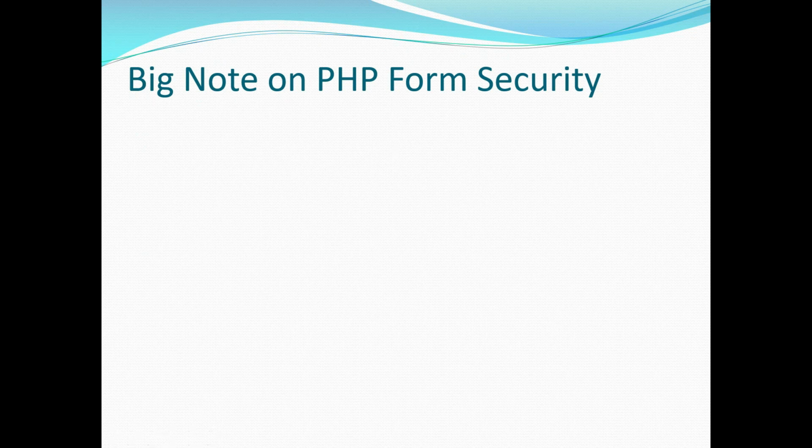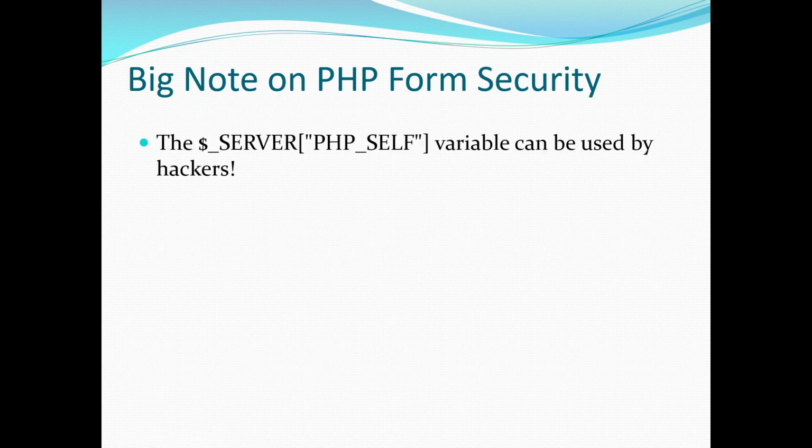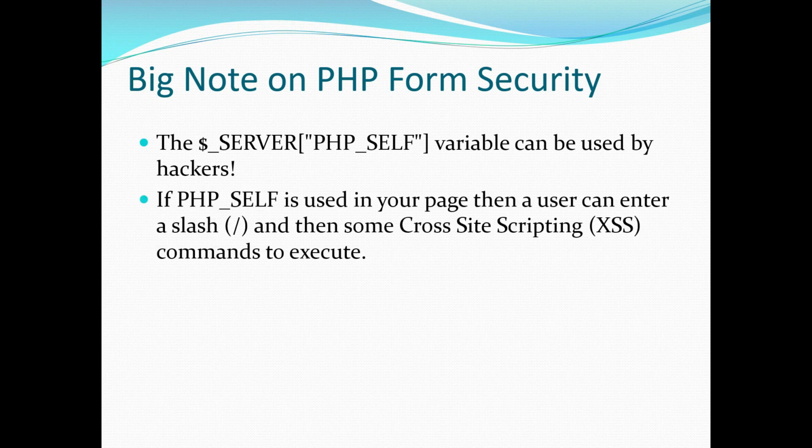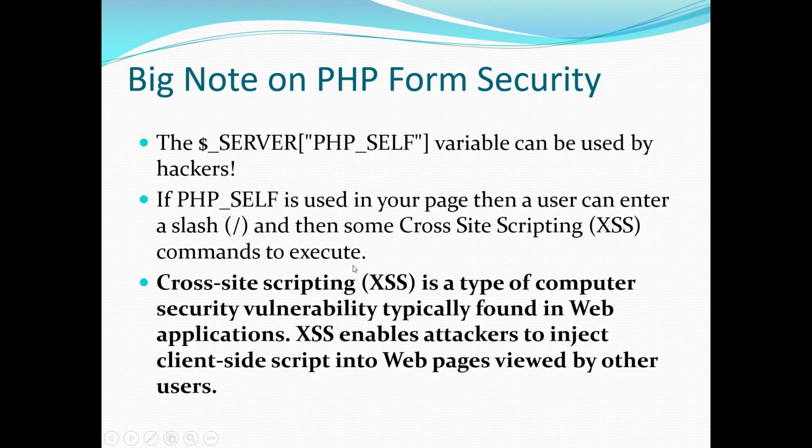A big note on PHP form security. The $_SERVER PHP_SELF variable can be used by hackers. If PHP_SELF is used in your page, then a user can enter a slash, a forward slash, and then some cross-site scripting XSS commands to execute. Cross-site scripting is a type of computer security vulnerability typically found in web applications. XSS enables attackers to inject client-side script into web pages viewed by other users.